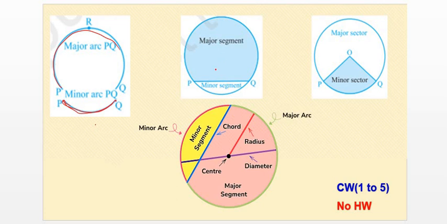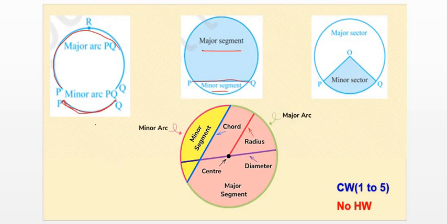Here, if we draw, let's say, a chord over here, this chord divides a circle into two parts. The blue one, because it's more, is called the major segment, and this white one is called the minor segment. And similarly, the major and the minor sector I already explained to you, right?